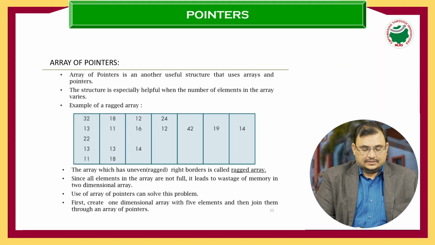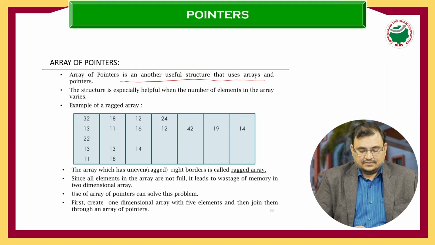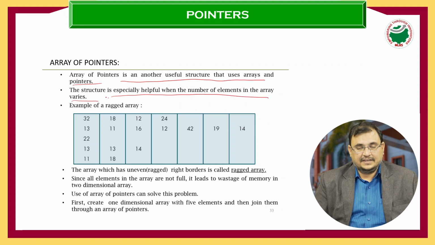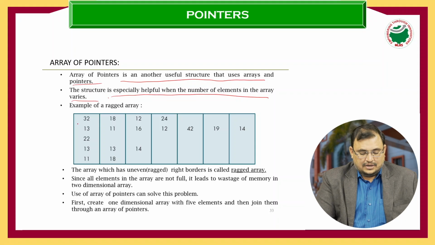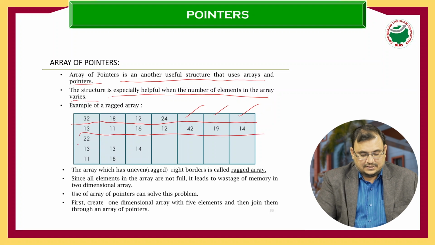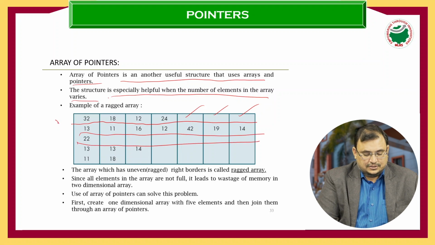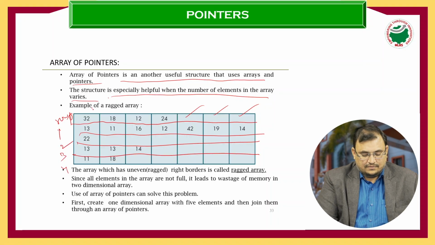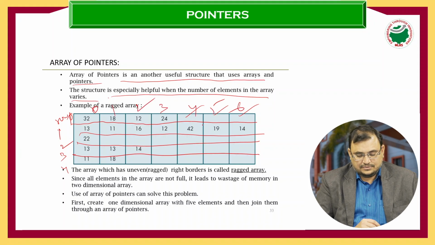Array of pointers is another useful structure for arrays and pointers. The structure is especially helpful when the number of elements of the arrays varies. You can consider this example, a 2-dimensional array. Here these memory locations are wasted, and here in the third row. This is row 0, row 1, row 2, row 3, row 4, and here columns 0, 1, 2, 3, 4, 5, 6.